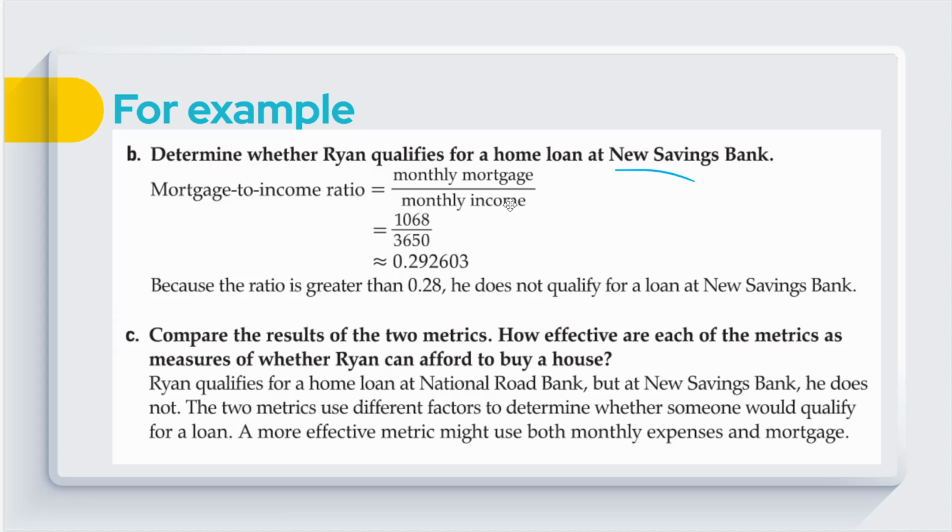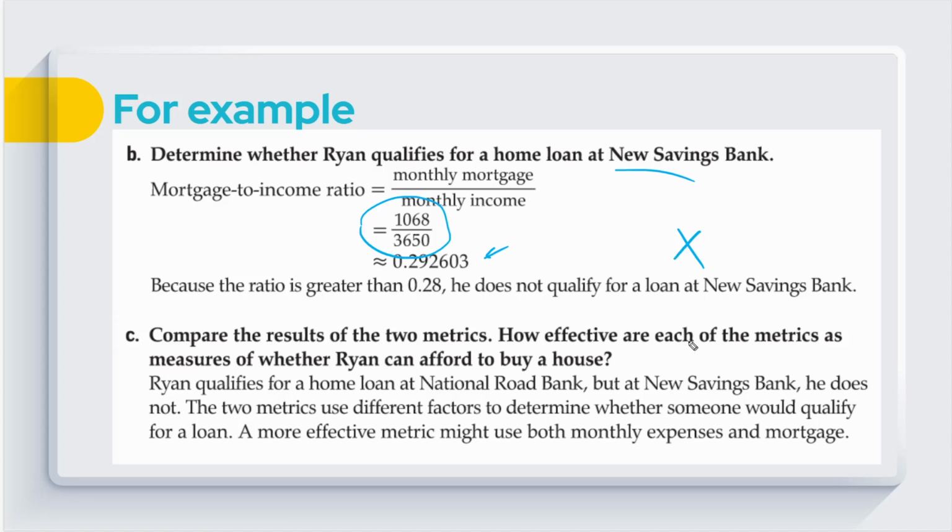This bank uses a different metric. They're using two different numbers to come up with a different metric. So he gets 0.29 because the ratio is bigger than 0.28, which is what they need to qualify. He does not get a loan at this bank. Oh well. Compare the results of the two metrics.